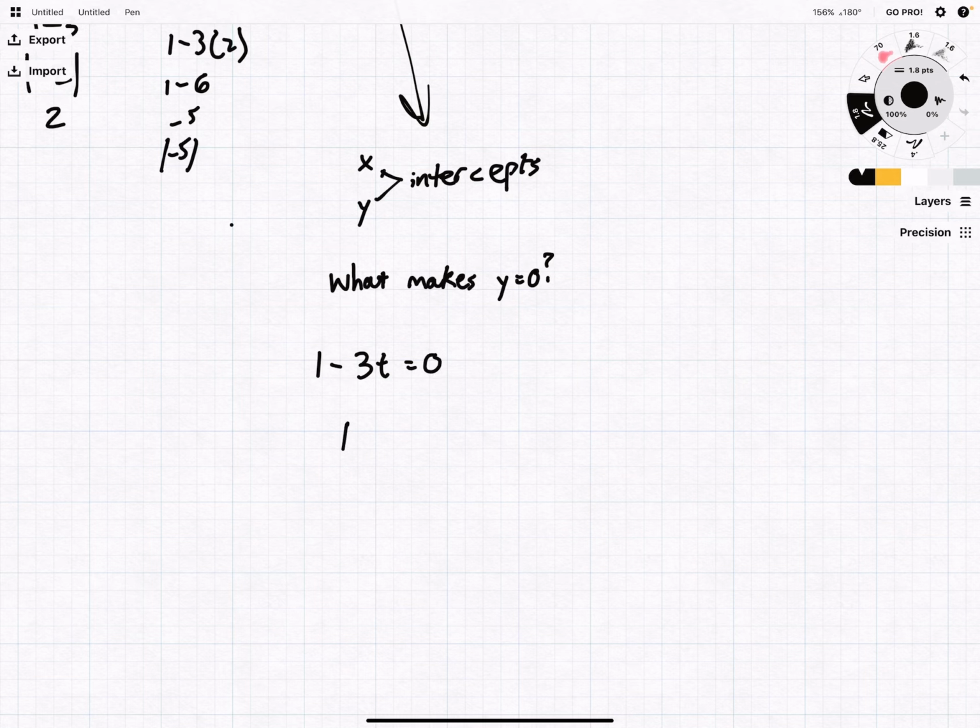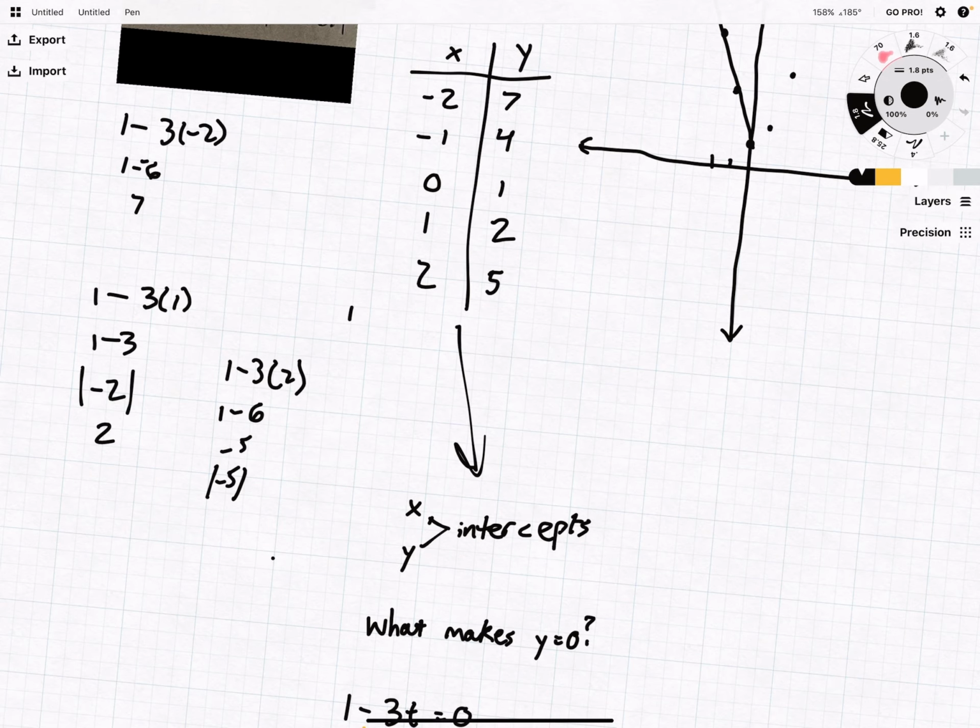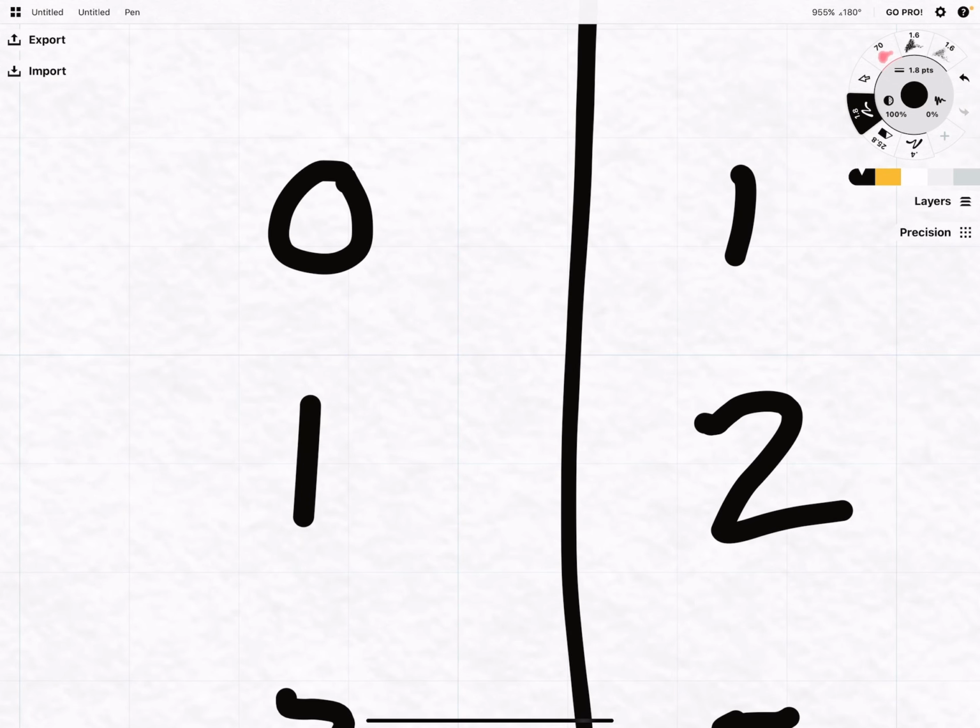So doing some algebra, we'll add 3t over to both sides. Then we can have 1 equals 3t. Divide both sides by 3, and there we have t equals 1/3. So at 1/3, right in here, I'll have to zoom in to kind of fit the spot in. So at 1/3, we happen to have y equals 0.